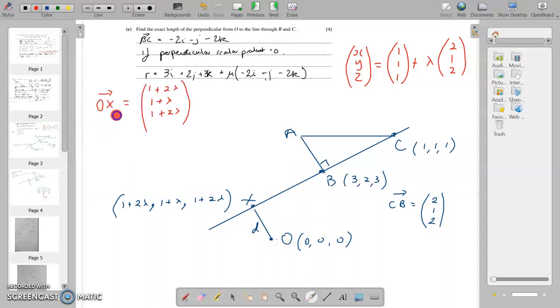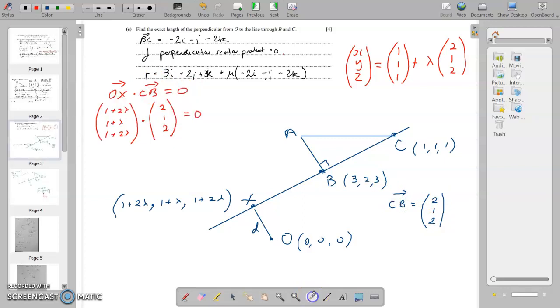Okay, so there's the direction vector OX. It's the x coordinate minus 0, the y coordinate of X minus 0, and the z coordinate of X minus 0. So there's our direction vector OX. And there's our direction vector CB. So if we dot OX and CB, we'll get 0. Okay, OX dot CB is 0. There's vector OX and there's vector CB. So we can just work out the scalar product and form an equation and work out lambda.